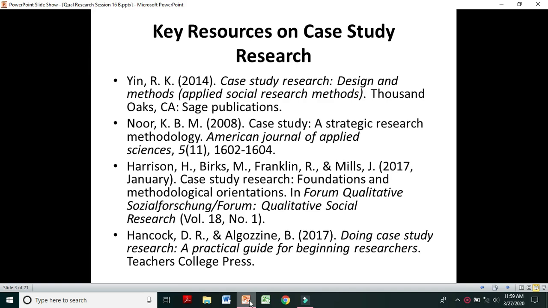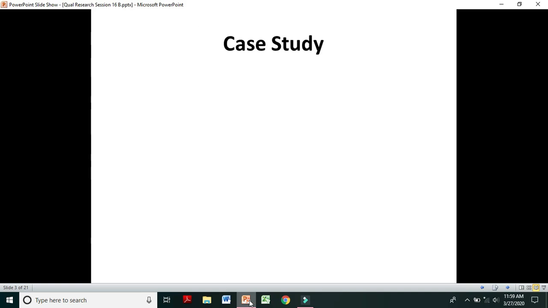There are some other resources as well, and you may look into those resources to understand the nature of case study and essentials of case study. So case study, what is case study?